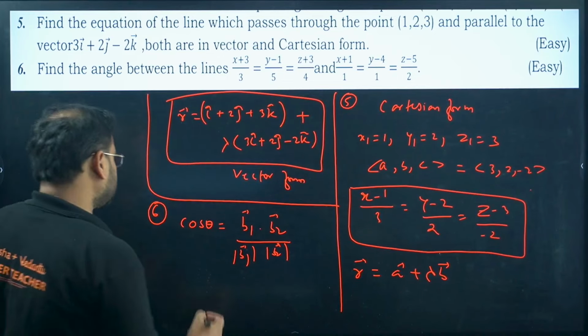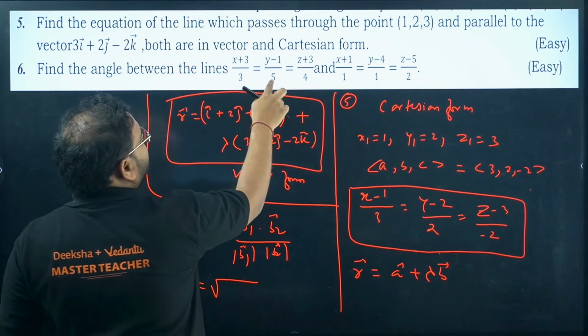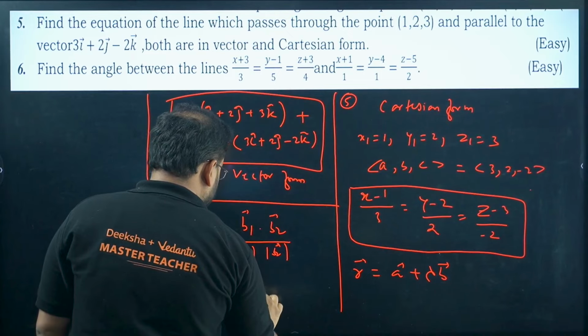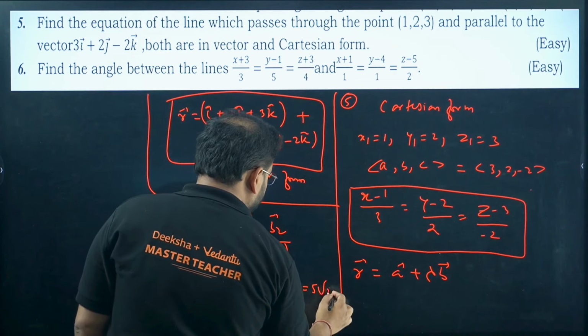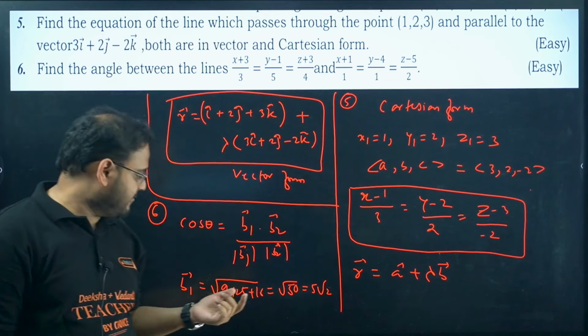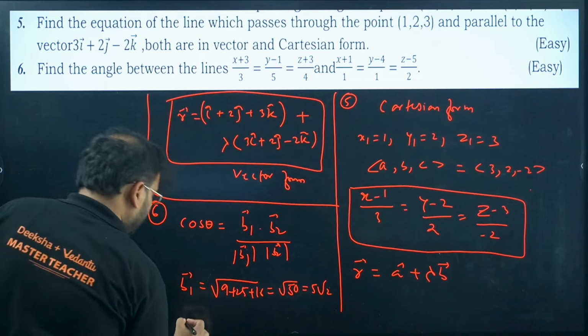So we need the dot of the vectors and the modulus of the vector. Let's find the modulus first. That is calculative in nature. For the first one, 9 plus 25 plus 16 is root 50, that's 5 root 2. Let's look for the modulus of vector b2.